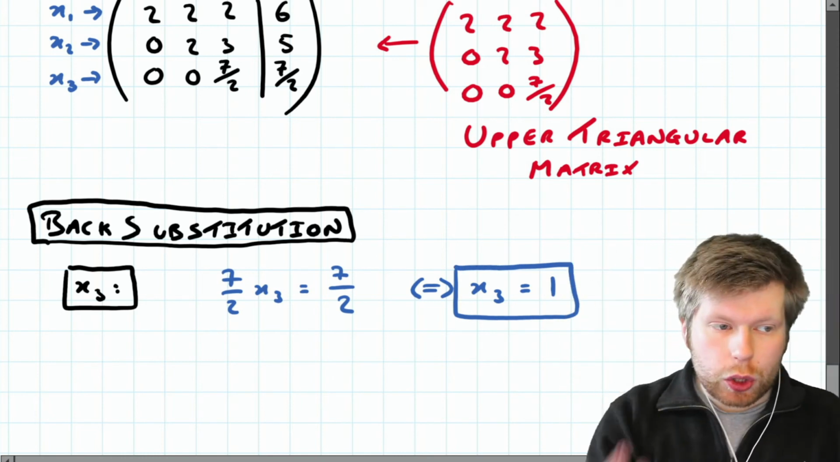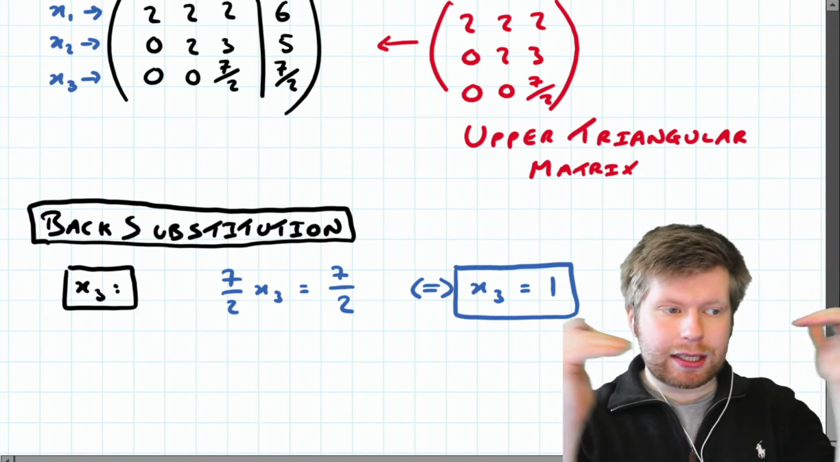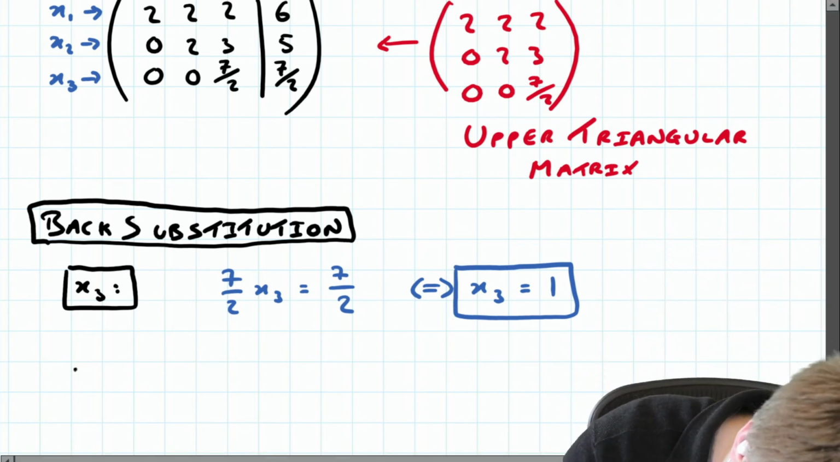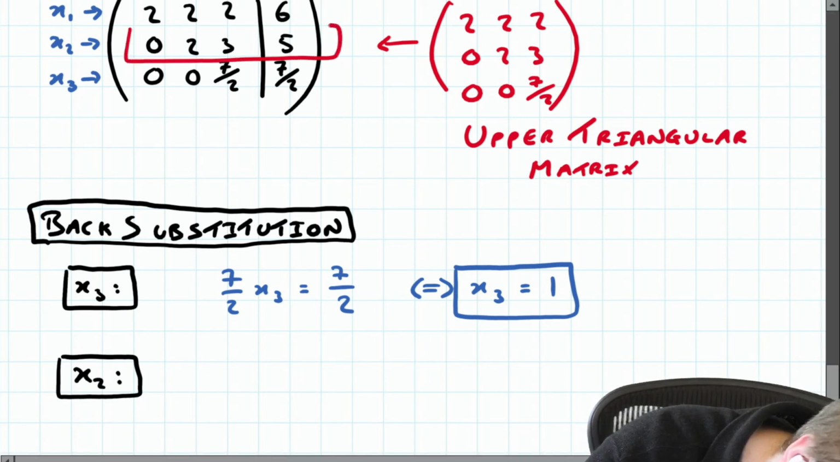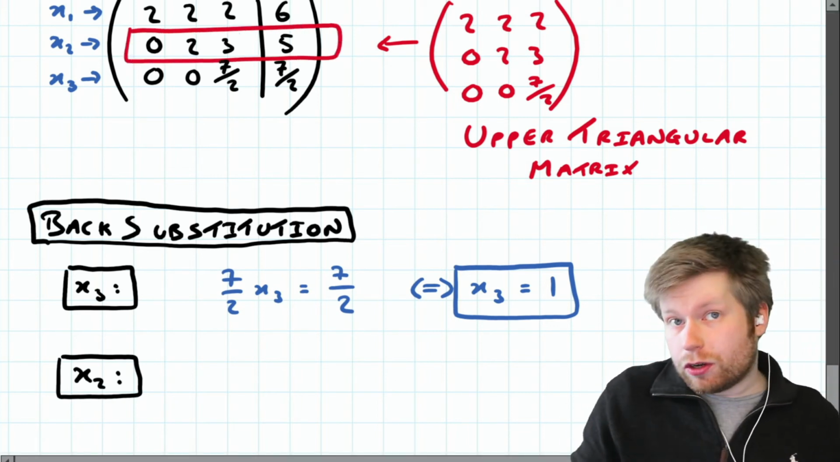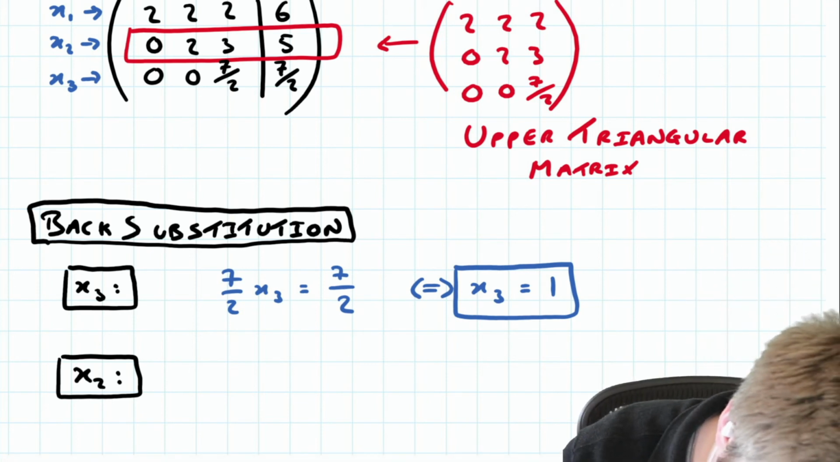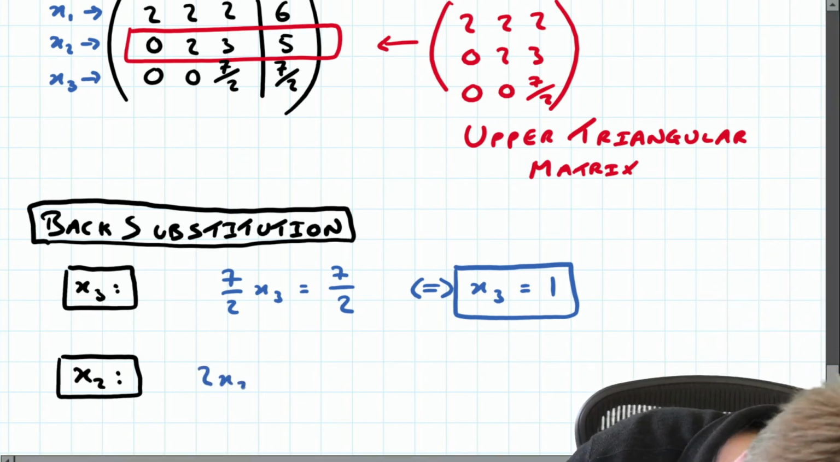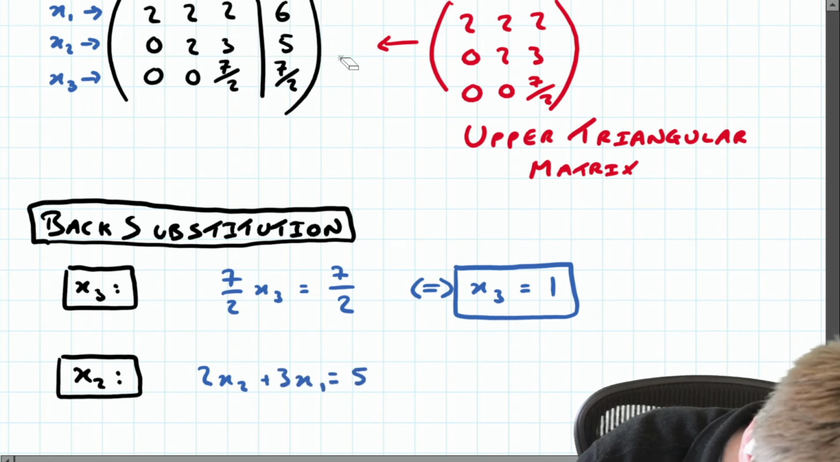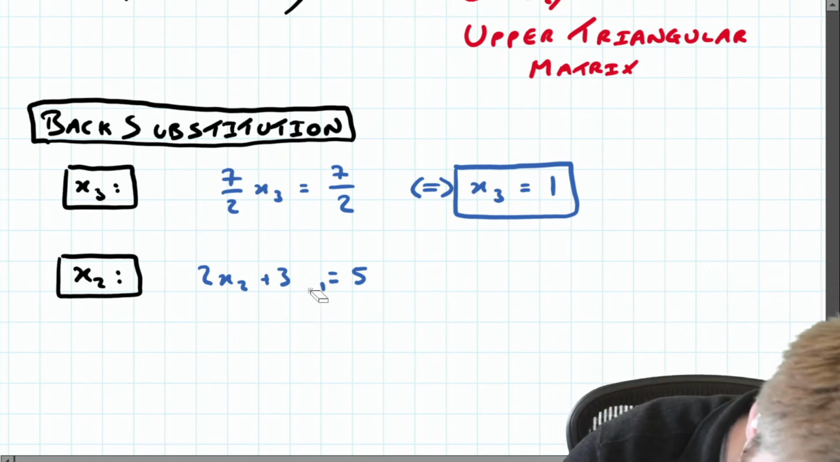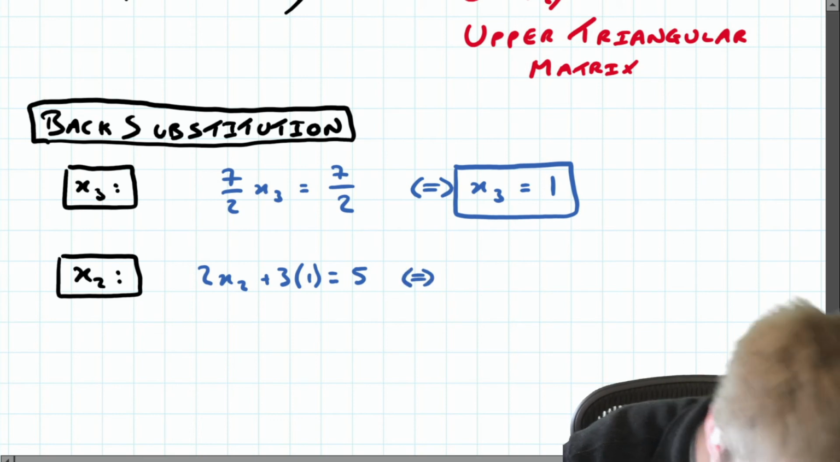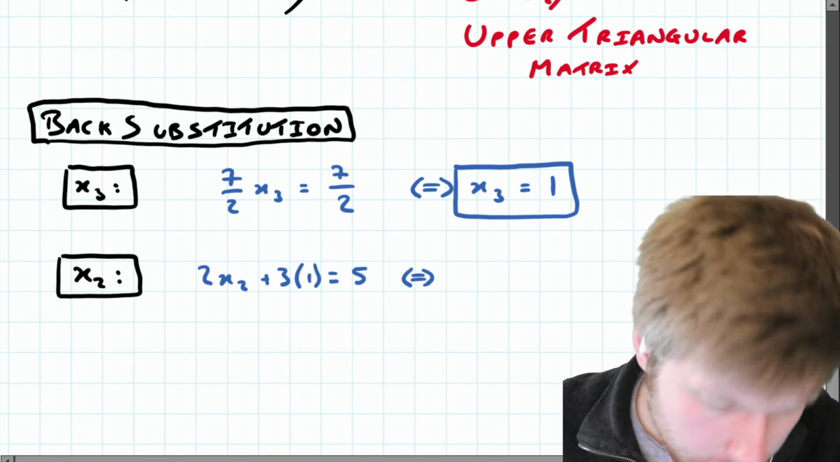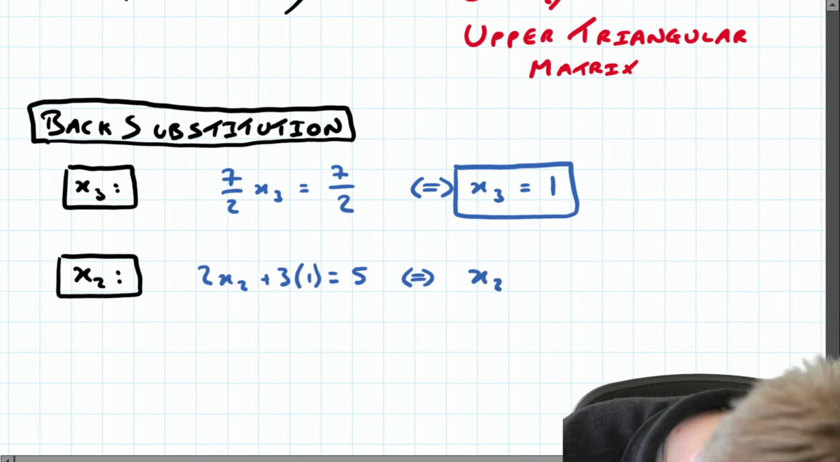Now I go back, and using the value of x3, I can go back into the second equation to find x2. So for x2, I can use my second row, this row here. I haven't got a coefficient of x1, but I have got a coefficient of x2, so I can say 2 lots of x2 plus 3 lots of x3 should be equal to 5. Now I know what the value of x3 is, I can just replace it in here, so 3 times 1. If I solve this, I find that x2 should be equal to just 1 again. So x2 is equal to 1.